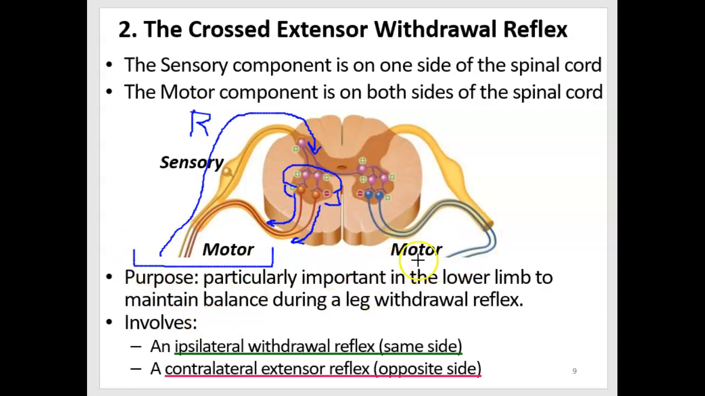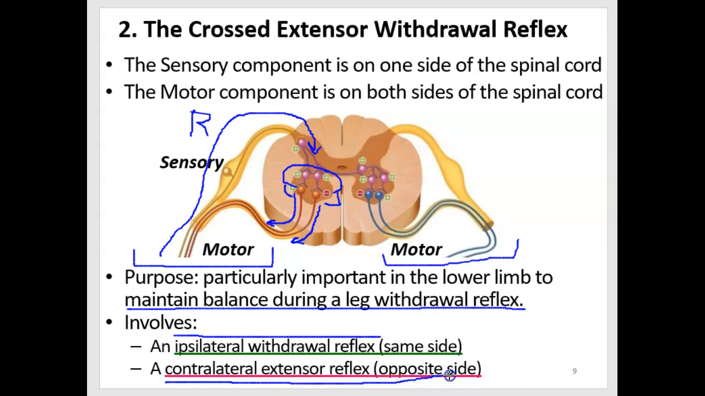However, we want the opposite thing to happen on the other side of the body. This is particularly important when we're not talking about the arms, but we're talking about the legs, the lower limbs, because you want to maintain balance with one leg while you withdraw the other leg. So what we will have is a withdrawal reflex that's on the same side as the sensation. So we call that ipsilateral. But we want the opposite reaction on the opposite side. So contralateral. And we call this a contralateral extensor reflex. It means that you're going to bend one leg and stiffen the other, essentially.